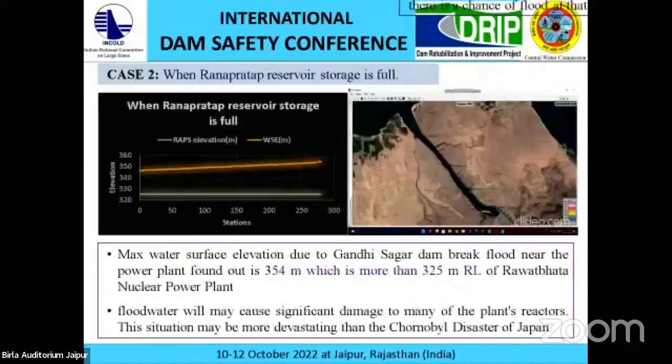But when Rana Pratap Sagar storage is full, the water surface elevation is higher than the elevation of the Rawatbhata atomic power plant site. At that time this will be very dangerous, and we suggested that there must be some policy guidelines so that atomic power plants must be saved at the time of very high flood or at the time of dam break.